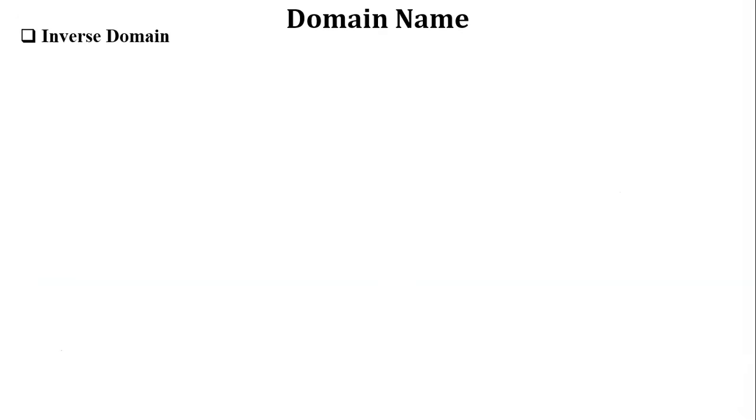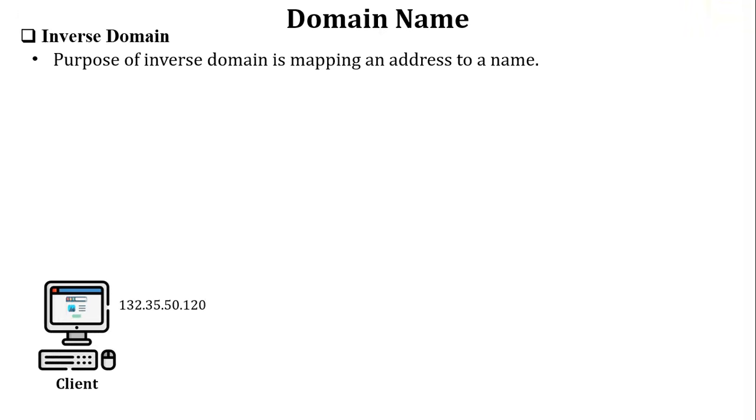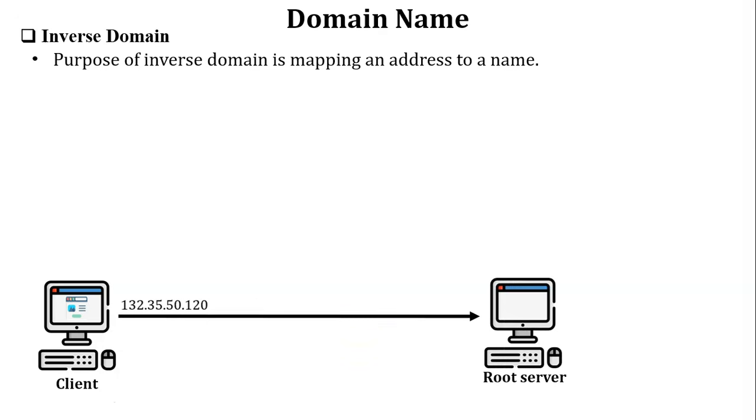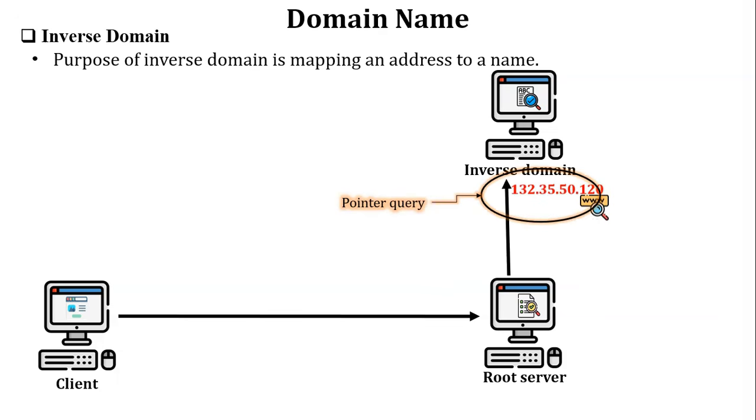The next domain name is the inverse domain. The purpose of the inverse domain is mapping an IP address to a website name. So let us take one example to understand the inverse domain. There is one user who wants to access a website through the IP address. So first of all, the user will send this IP address to the root server. The root server checks the IP address in the list of IP addresses. But the root server cannot map this IP address to the website name. So the root server sends this query to the inverse domain. This query is called a pointer query or an inverse query.